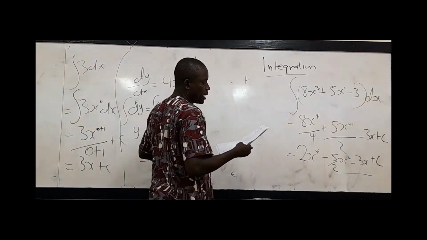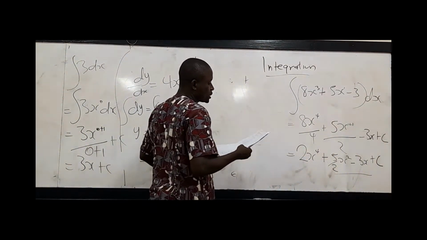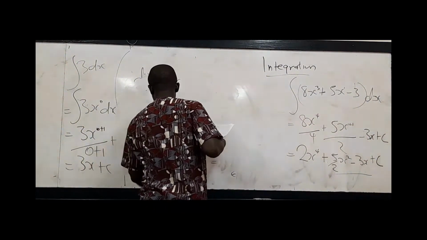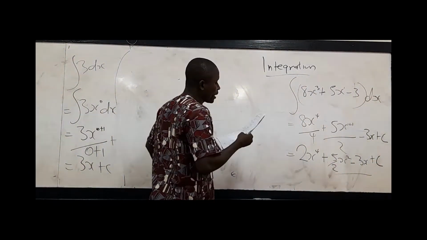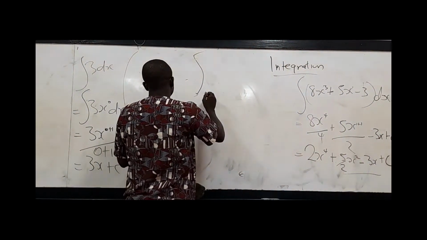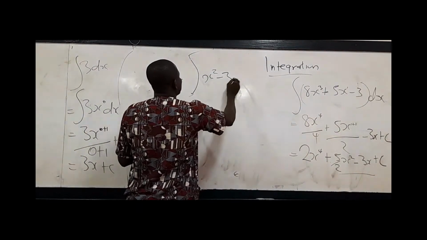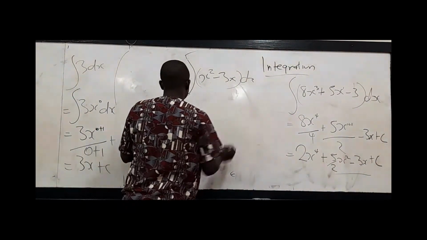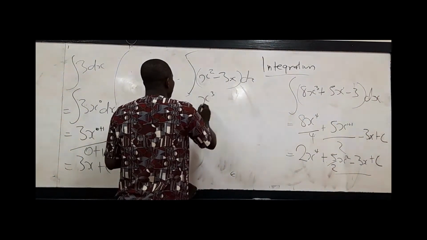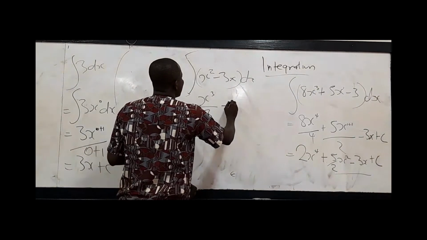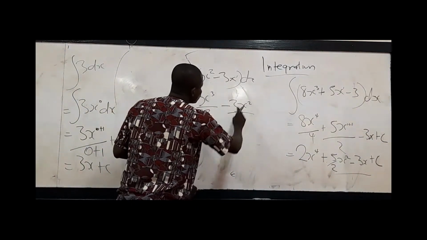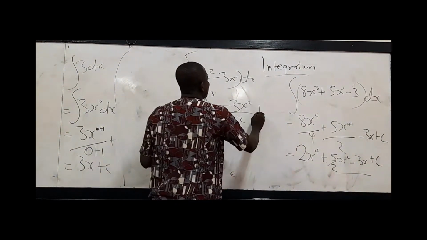Now, let's look at this one also. Let's just get the examples. When you get examples, I think it will be clearer for you. Now let us evaluate the integral of x squared minus 3x dx. This one will be x^3, because we add 1, so also over 3 here. Minus 3x, already there's 1 here, so plus 1 is 2, over 2, then plus c.